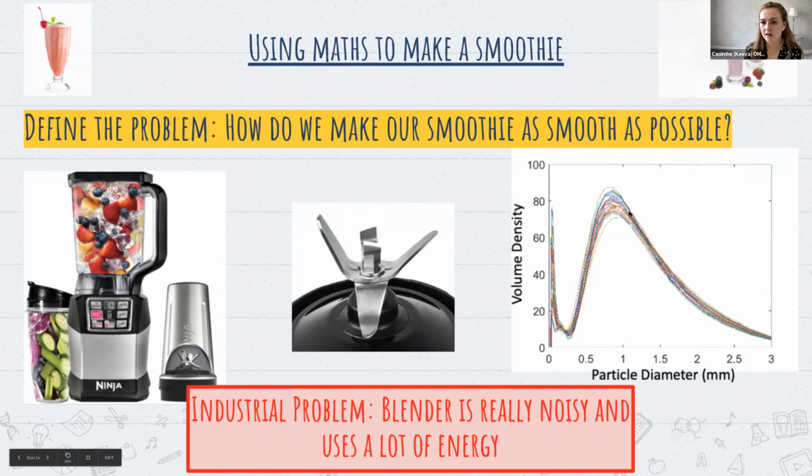And they generated some data. They had made a smoothie, and after blending it for a certain length of time, they used some fancy laser equipment to measure the radius or diameter of the particles in the smoothie. This was the final distribution that they got. They were pretty happy with how smooth it was, but they didn't like how noisy their blender was. They wanted to get the same distribution or better with less noise and potentially less energy.